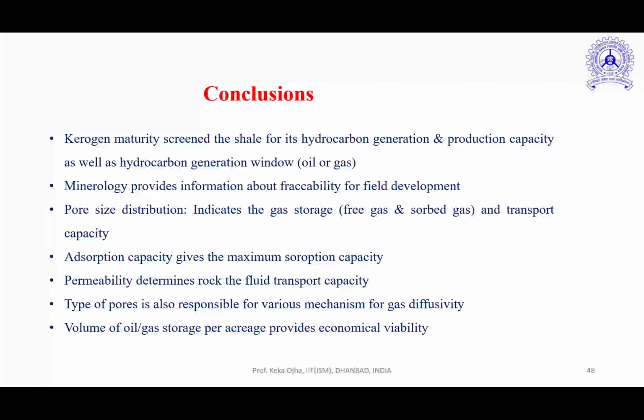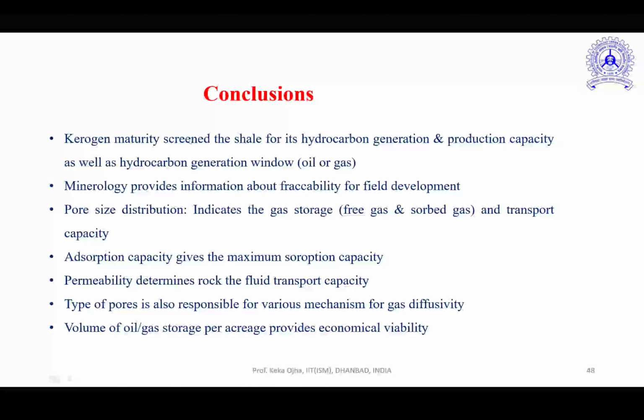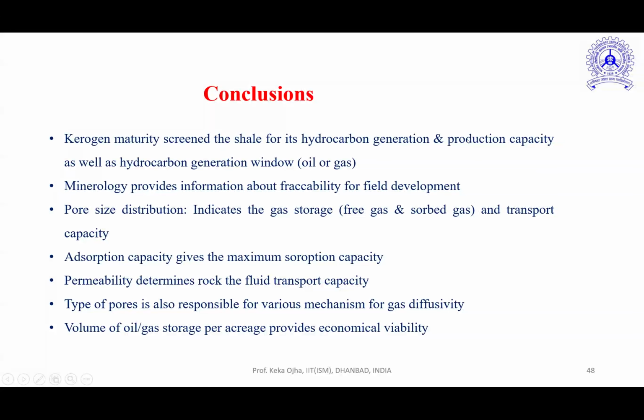Okay, so when you are talking about the development plan, first in the exploration stage, we identify where we can have oil and gas. Then kerogen maturity is screened for the shale for its hydrocarbon generation and production capacity. Mineralogy provides information about the frackability of the field. Then pore size distribution indicates gas and oil storage and transport capacity.